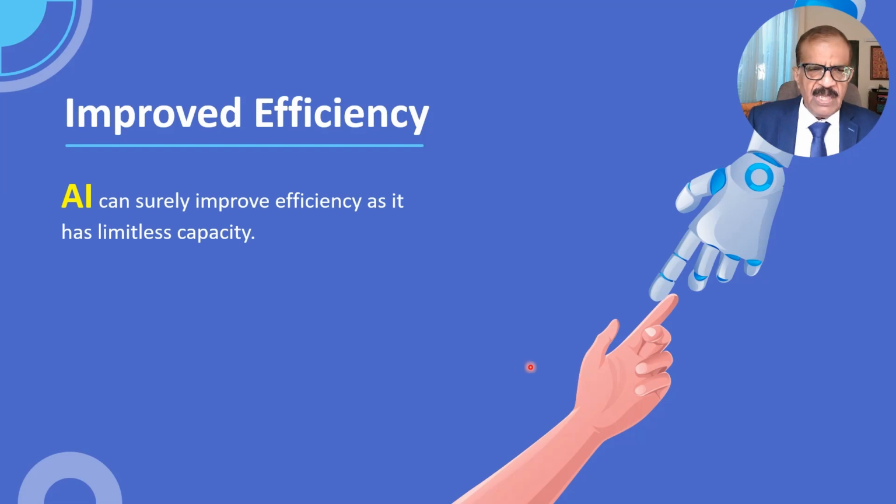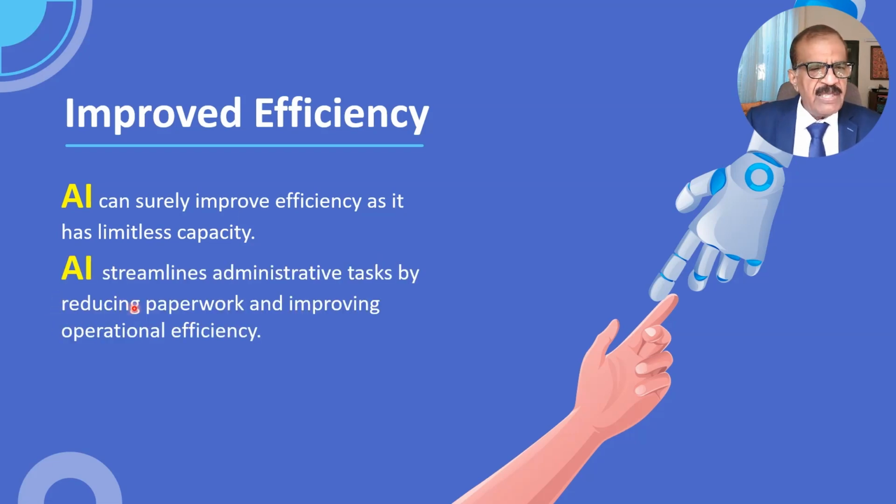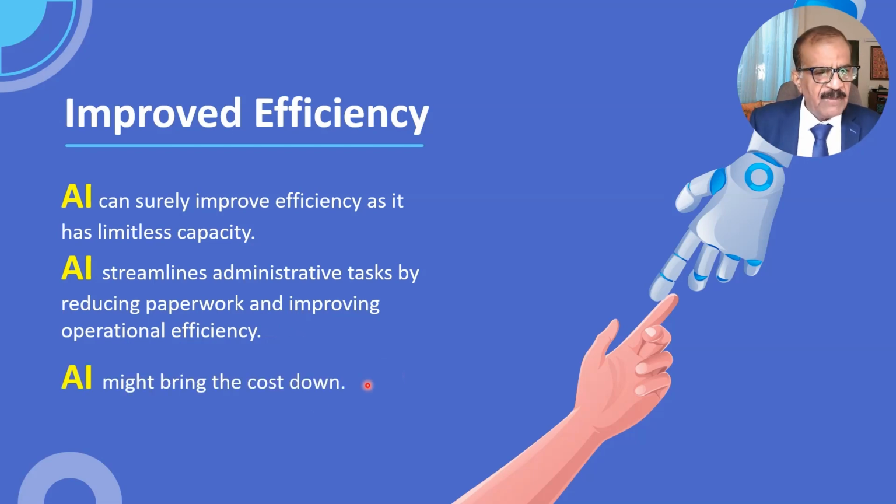Improved efficacy. Artificial intelligence can surely improve efficacy, as it has limitless capacity and doesn't get tired, doesn't get sleepy. And artificial intelligence streamlines administrative tasks by reducing paperwork and improving operational efficacy. Now, half of our time goes to documentation. So a machine can do that part, whereas we can spend the same time in empathy and patient counseling, which we can maybe do better. Artificial intelligence might bring the cost down also.